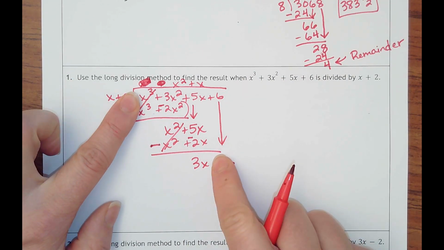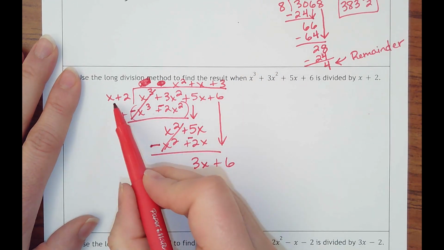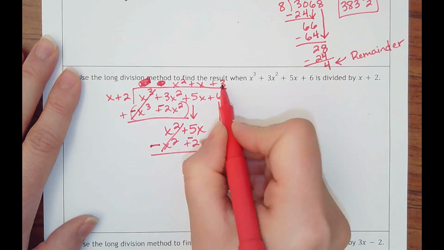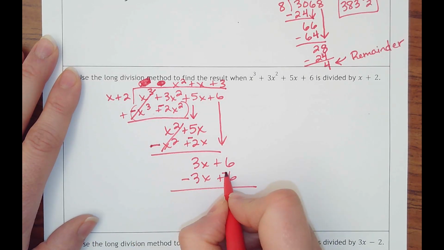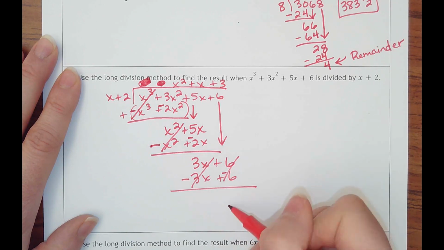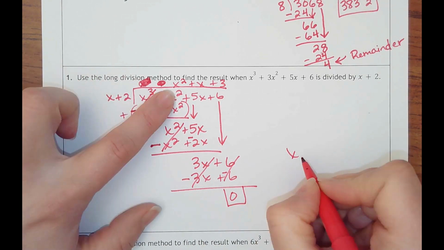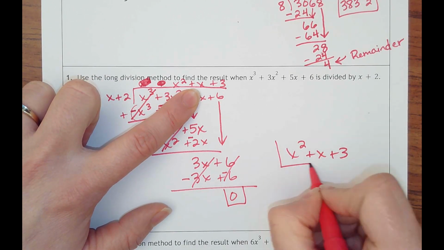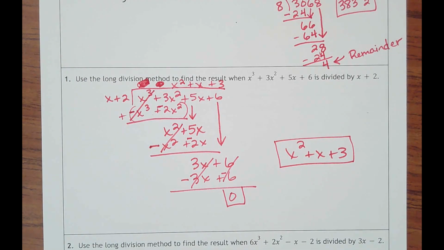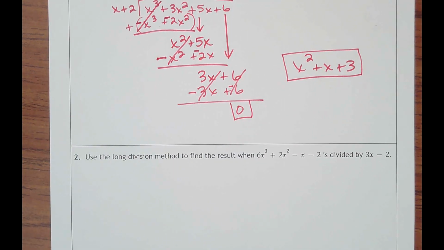x times what makes 3x? 3. Distribute. 3 times x is 3x. 3 times 2 is positive 6. But I'm going to subtract this, so this turns into a negative, and this turns into a negative, and they both cancel. That means I have no remainder. So what is my answer? x squared plus x plus 3. It's whatever you have at the top. So I don't find those too terrible. All right, let's try another one.